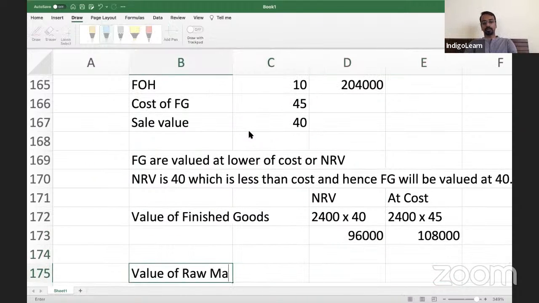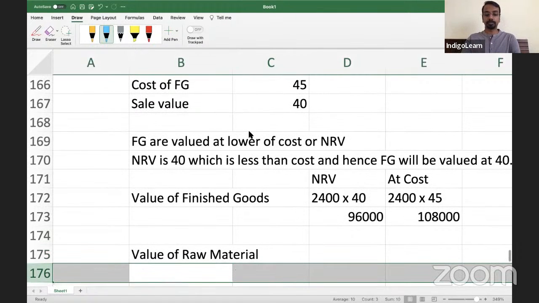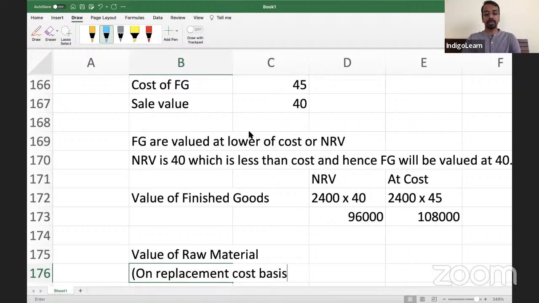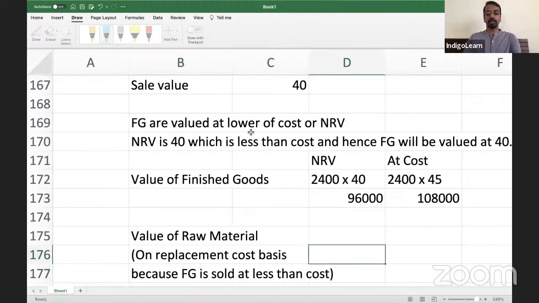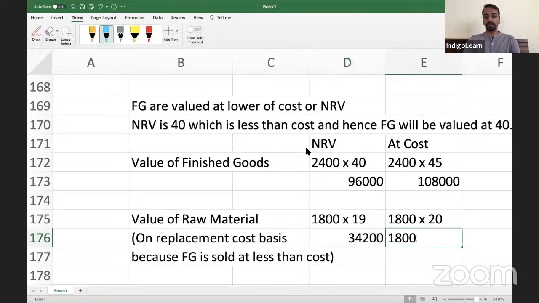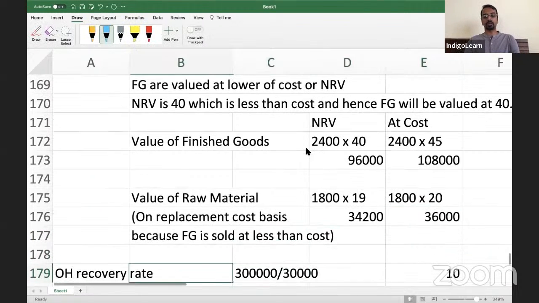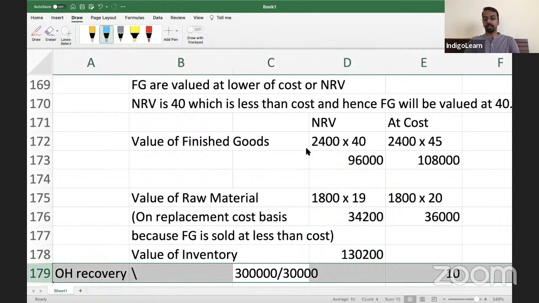Now, value of raw material. Yesterday we discussed, right? If finished goods in which the raw material is incorporated will be sold below cost, then you will value the raw material at replacement cost. Why? Because finished goods is sold at less than cost, right? So what is the raw material? 1800 multiplied by replacement cost, which is 19. Cost basis would be 1800 multiplied by 20, which gives 36,000. On the replacement basis, 1800 multiplied by 19 gives you 34,200. So value of inventory will be 34,200 plus 96,000, that is 1,30,200, right? So this is how you can approach it in the examination.